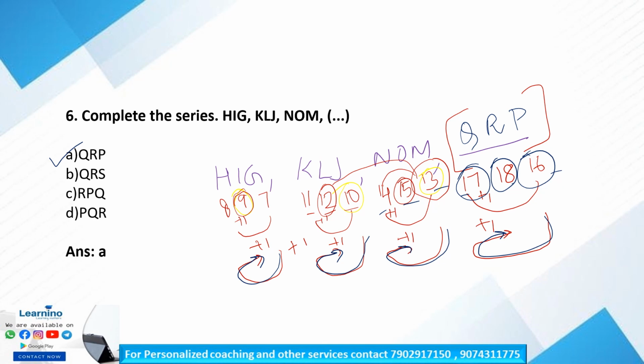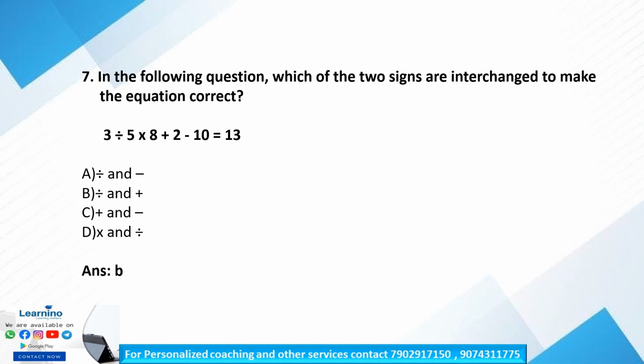So next question, question number 7. In the following question, which two signs are to be interchanged to make the equation correct? We have been given a wrong equation, so we have to correct it. That is, after interchanging any two symbols of this equation we should get the answer 13. Now it is not equal to 13. We have to make it equal to 13, so we have to interchange any two signs.